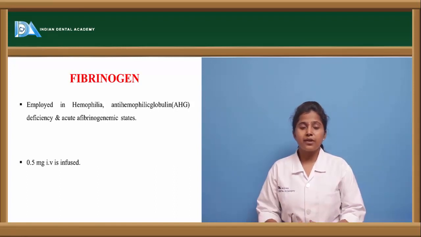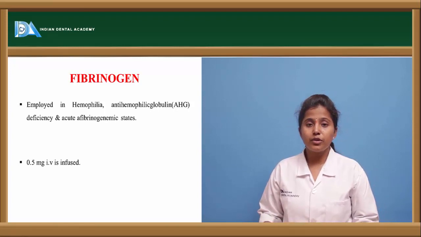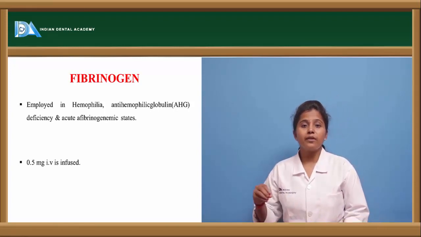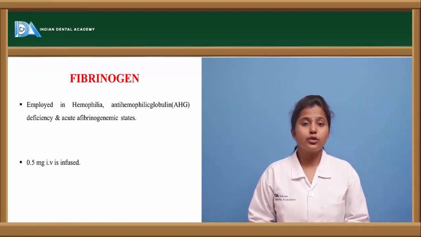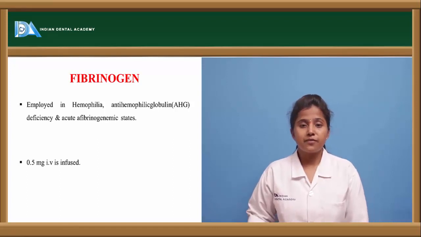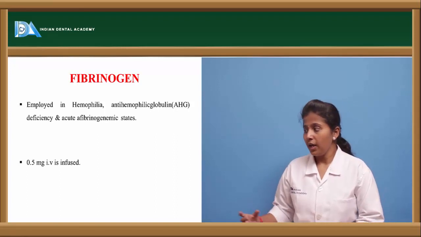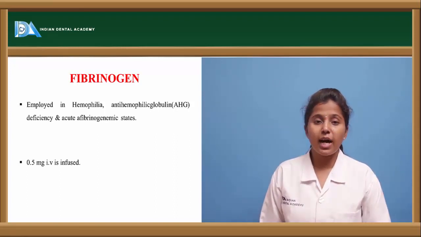Hemophilia is a condition where there is excessive bleeding. So in this condition, fibrinogen is given, which acts by the mechanism of forming fibrin. It mainly acts in the final step, the conversion of fibrinogen to fibrin and fibrin to stable fibrin. So fibrinogen acts at this particular step, which aids in the coagulation of the blood, and it is recommended in the dose of 0.5 mg by IV route.